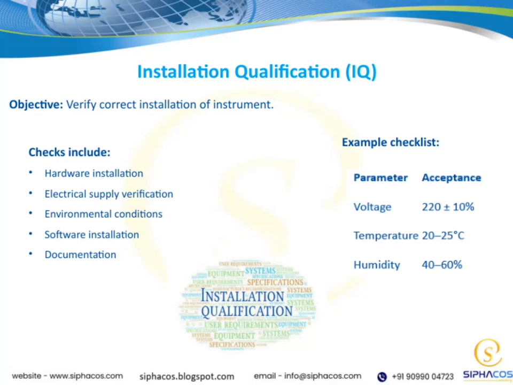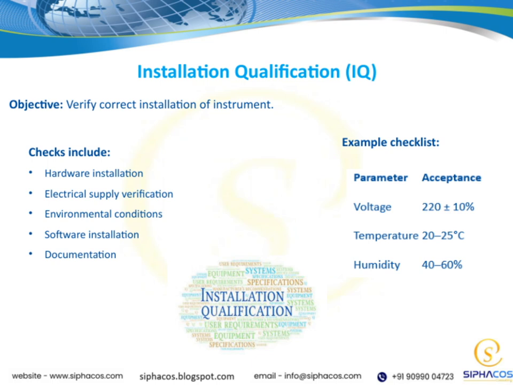Let's walk through an example checklist for verifying the correct installation of an instrument. The main goal here is to ensure everything has been set up properly and is ready for operation. First, we focus on the installation qualification, or IQ, which is a crucial step in confirming that the installation meets all the necessary requirements. Checks under IQ include several key areas.